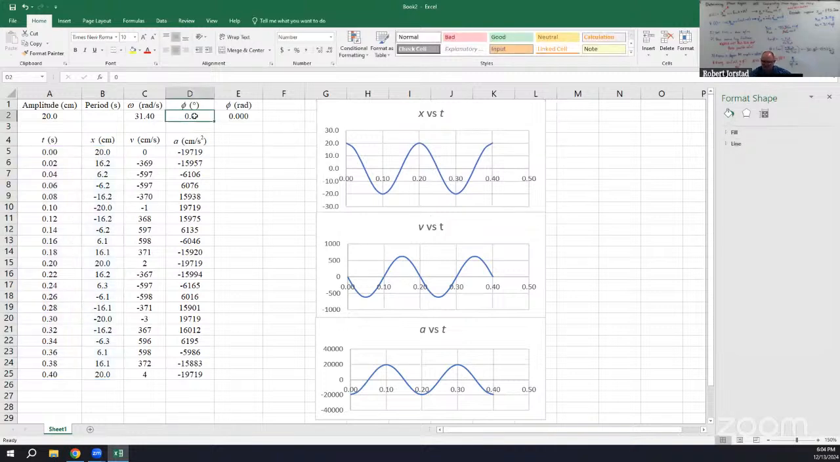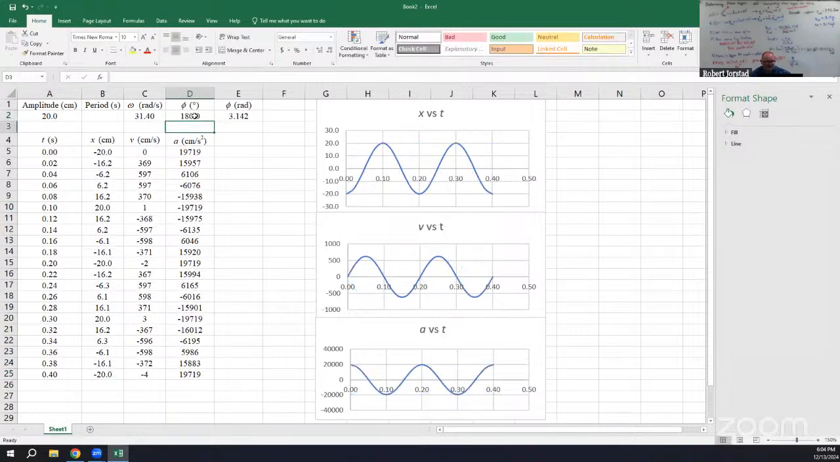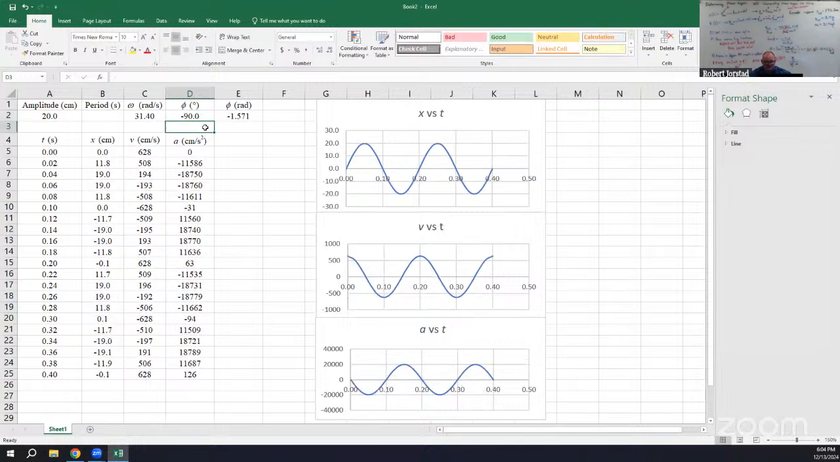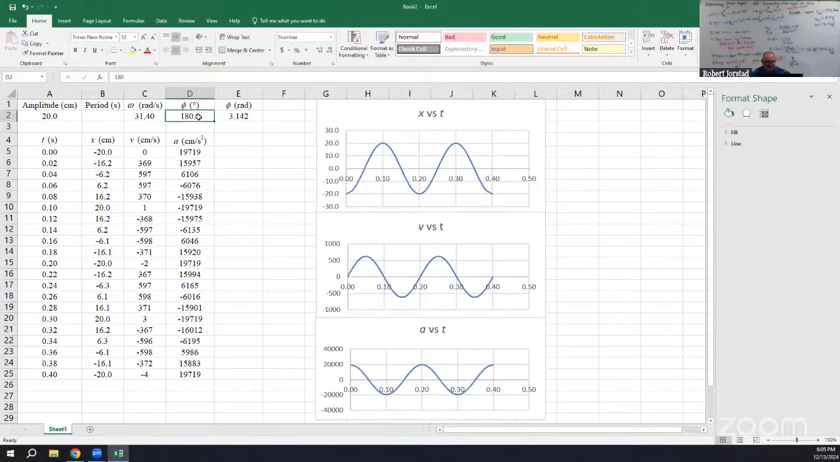I'm going to change the phase angle to 180. That should flip it upside down. What if I use 90 degrees? What if I use negative 90 degrees? Those are the 4 most common phase angles: 0, positive 90, negative 90, and 180. And just to be clear, look at 180 versus negative 180. They should be the same, right? The best way to really understand a phase angle is to make this table yourself and play around with it a little bit.